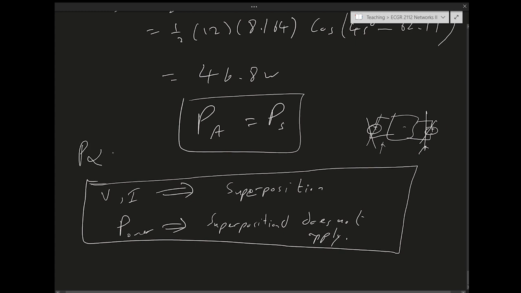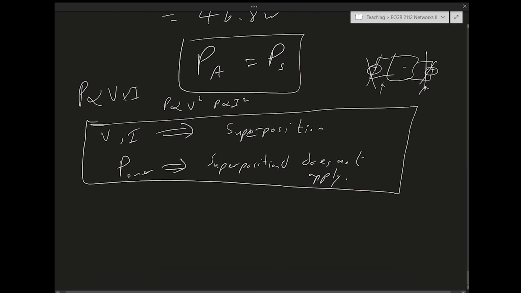Power is proportional to V times I, or proportional to V squared, or proportional to I squared. It does not have a linear form, so I cannot apply superposition to it. Superposition only applies to linear equations. All right, so you have to keep that in mind. I think you should have covered this point in Networks 1. Just emphasizing that point right now.